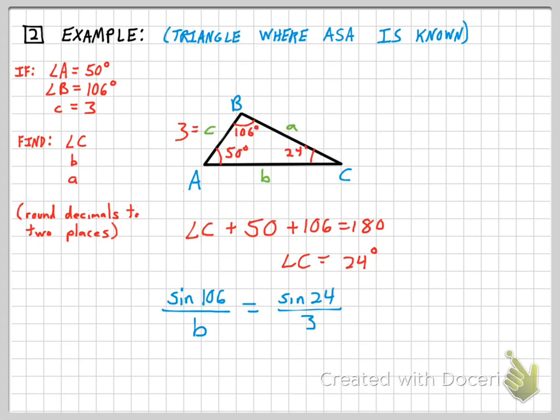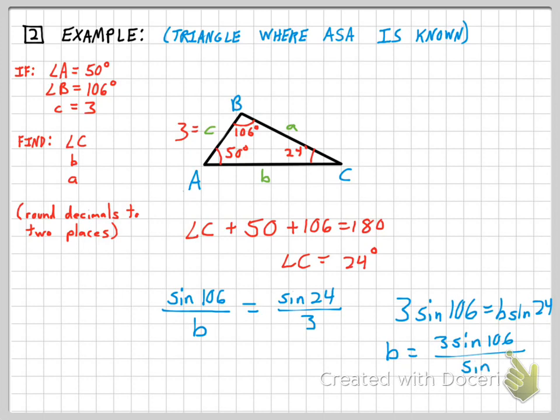Okay, let's go over here to the side, and I'll do cross multiplication. That gives me 3 sine of 106 equals B sine of 24. And if I want to find a formula for B, it's going to be 3 sine 106 divided by the sine of 24.